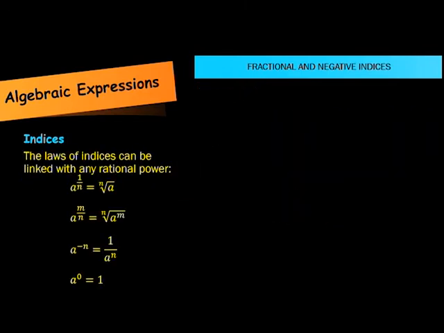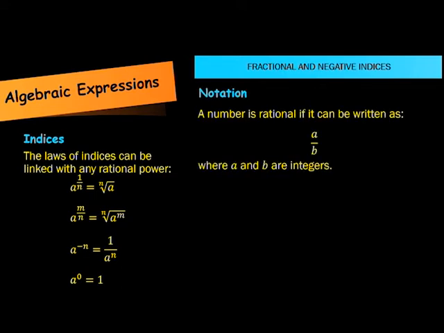The laws of indices can be linked with any rational power. The key laws have been highlighted on your screen. Let's take a look at some notation. A number is rational if it can be written as a over b, where a and b are integers. Remember that integers are whole numbers. They could be positive or negative.